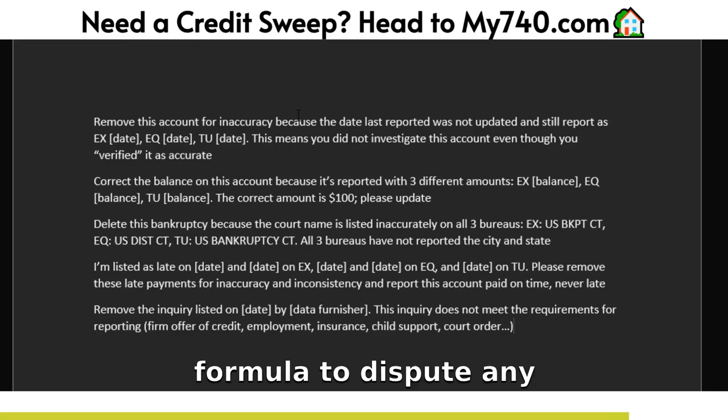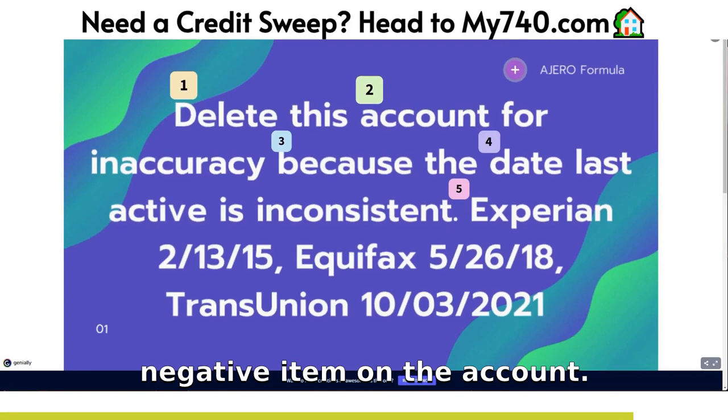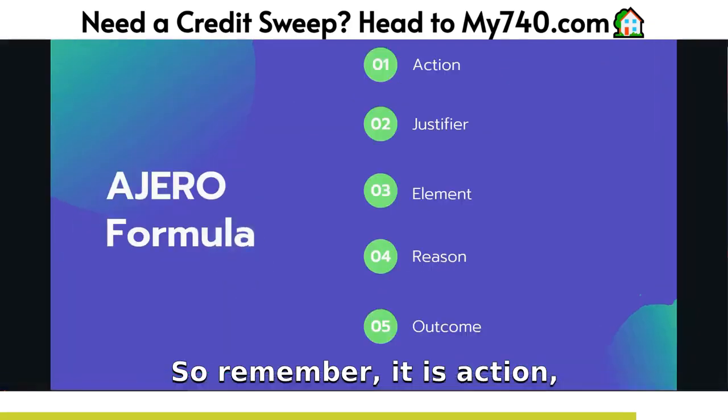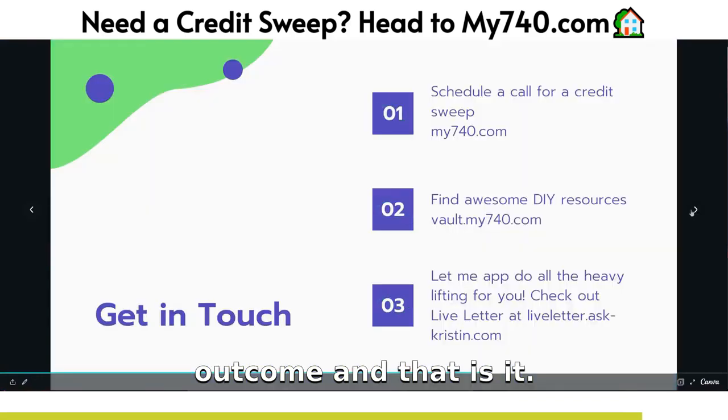You can literally use this formula to dispute any negative item on the account, okay? So remember, it is action, justifier, element, reason, and outcome. And that is it, okay?